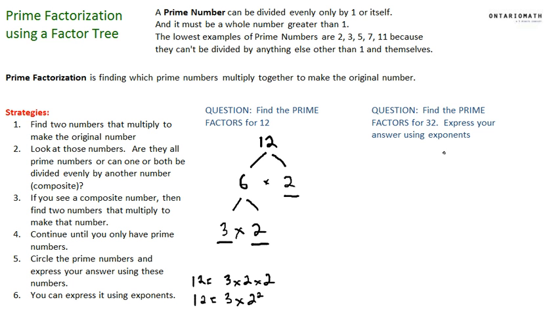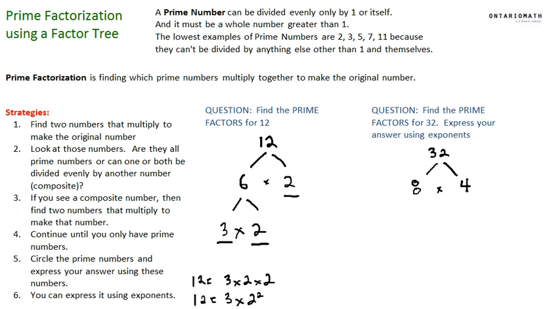Let's get over here. I'm going to find the prime factors for 32. I'm going to express my answer using exponents, which I actually did over here. I went a step further already. I start off the same way, with the number at the top, 32, and I branch off. What comes to my mind is 8 times 4.